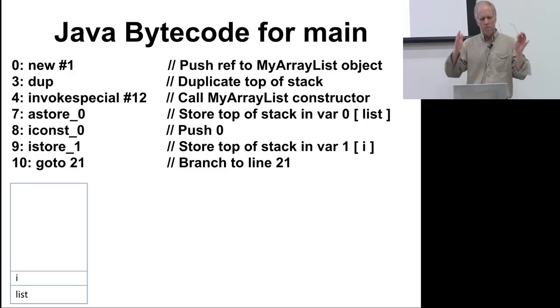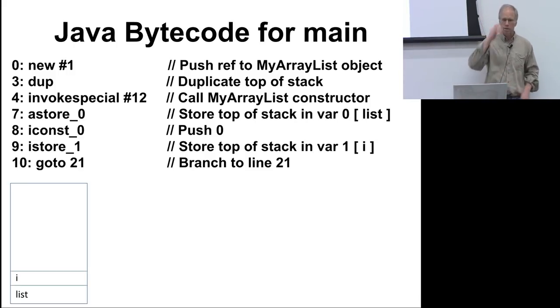Once it's got the stack set up, it begins executing. And it says new number 1. What new does is it creates a new object and pushes the reference to the object on top of the stack. And how does it know what kind of object to create? There are lots of objects out there.